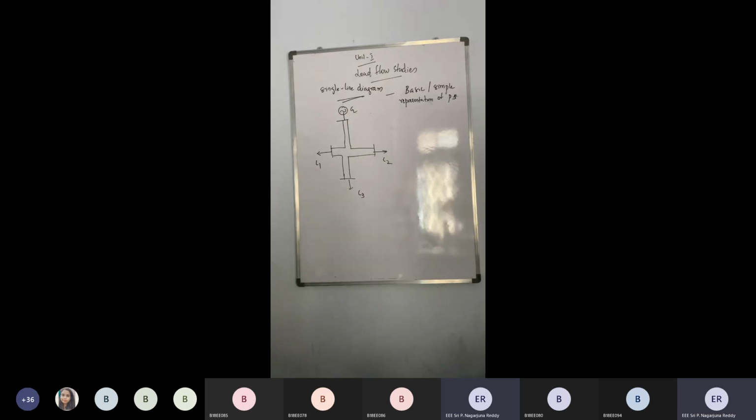This is a representation of a simple power system. As you can see in the figure, there is a generator which is supplying three loads with the help of some transmission lines. These lines indicate the transmission system or maybe distribution system. They may be single phase or they may be three phase also. And these indicate the loads.